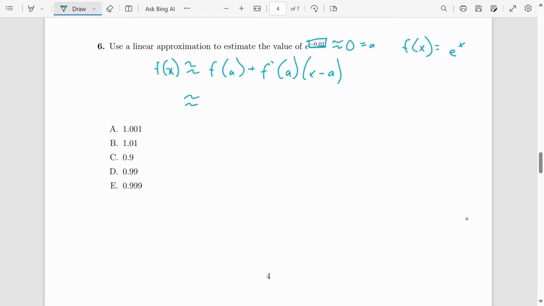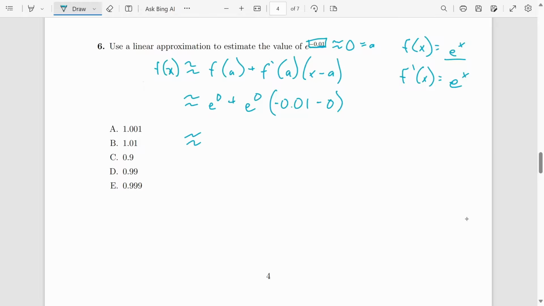So this approximately equals f of a. We determined that a is 0, so we just write e to the 0, and then plus f prime of a. The derivative of e to the x is also e to the x, so this is also e to the 0, times x minus a. So x is negative 0.01, and a is 0. Now we just simplify.